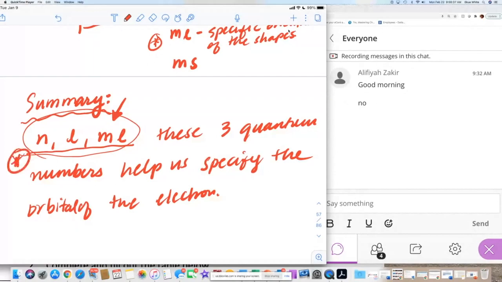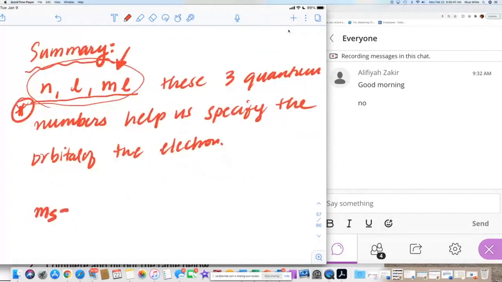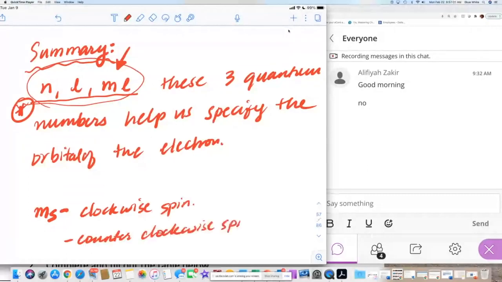Remember that. Now, the last one, M sub S, does not help us find the electron. Once we find the electron, it helps us specify the spin. The two options here are clockwise spin, and then the other one is counterclockwise. Okay, now that I've covered that, let's go ahead and see what we discussed last week so we can get to the end of the chapter.